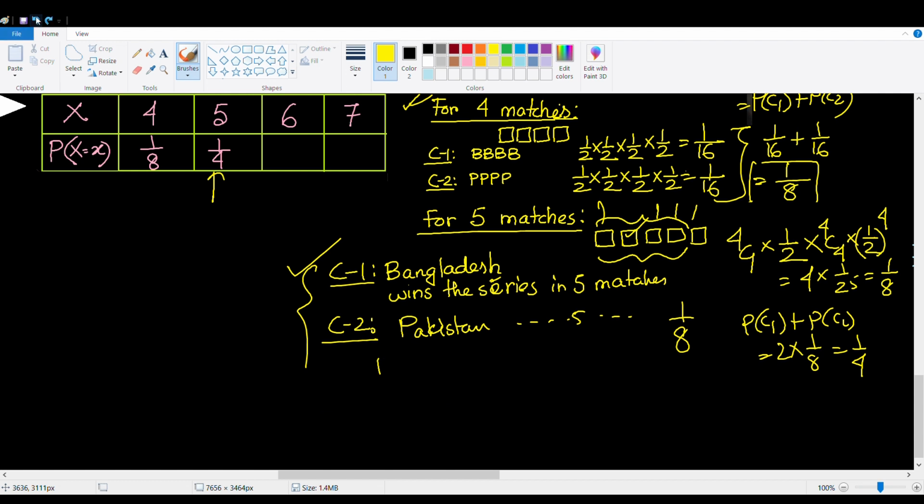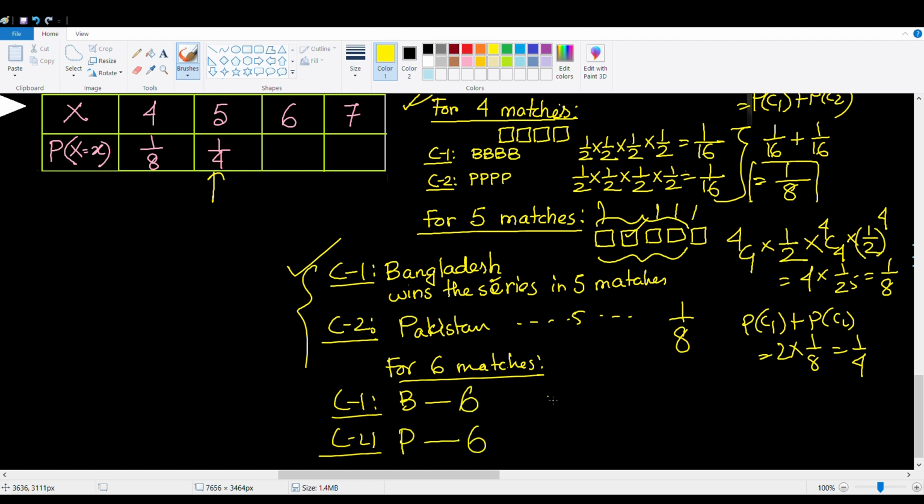Now for 6 matches, what would you do? For 6 matches, we similarly have 2 cases. One for Bangladesh winning the series in 6 matches, another for Pakistan winning the series in 6 matches. If you consider 6 free boxes here, you have to note that in the first 5 matches, 2 must be lost by Bangladesh. Otherwise, the series will end in 5 matches. Okay, so from the first 5 matches, I have to choose any 2.